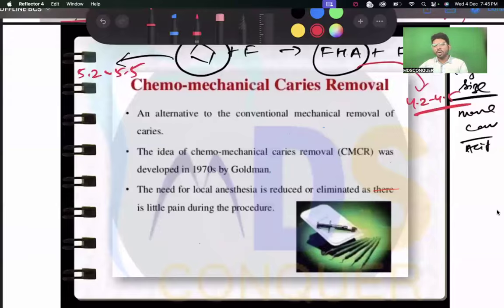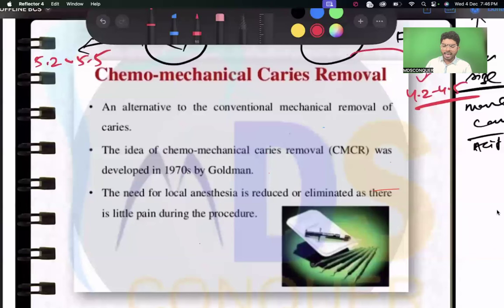So hope you go back and check the quick revision videos. You have to be perfect with G.V. Black's classification. You have to be perfect with Mount's. You have to be perfect with all the classifications related to dental caries, particularly the ICDAS classification and everything. Now I'm jumping into chemomechanical caries removal. So what is chemomechanical? What do you know about chemomechanical?